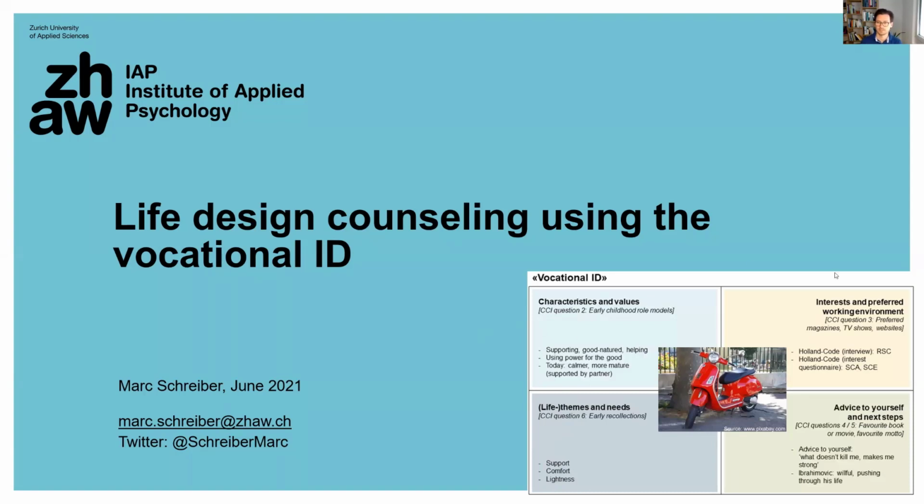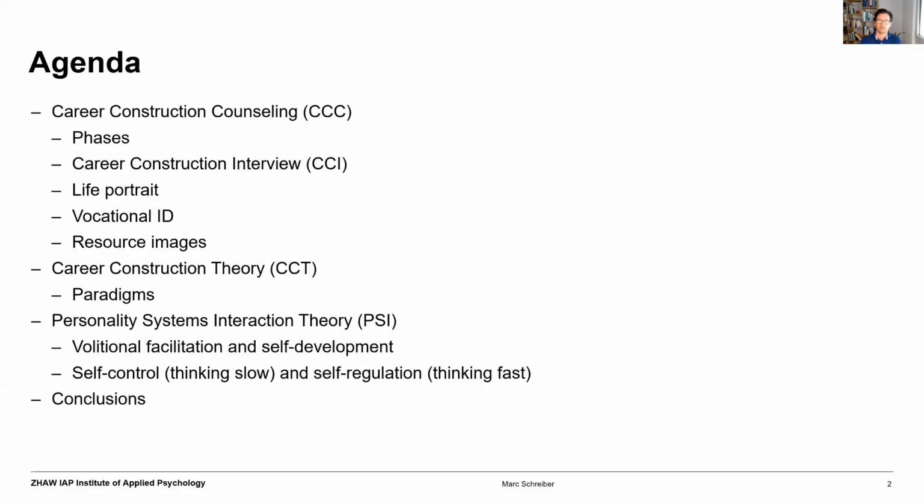Here on the right side, you see the so-called vocational ID, and you see that we have 4 different parts, and in the middle we have space for an image. I'm going to start with career construction counseling in practice.